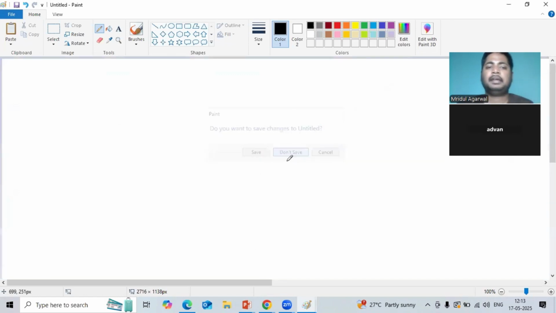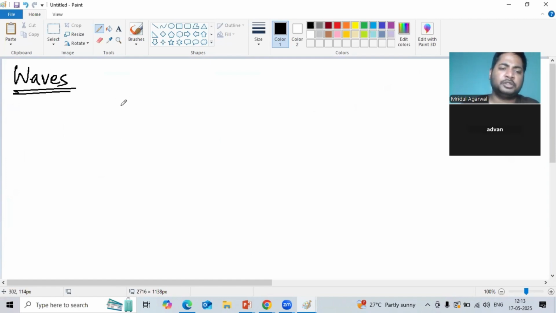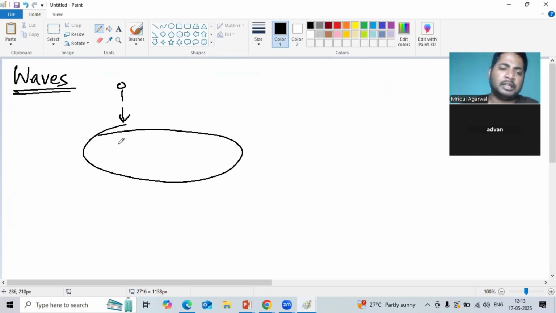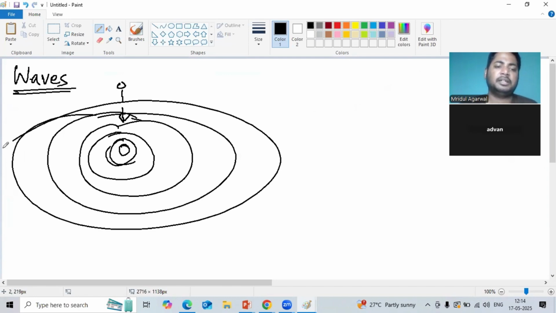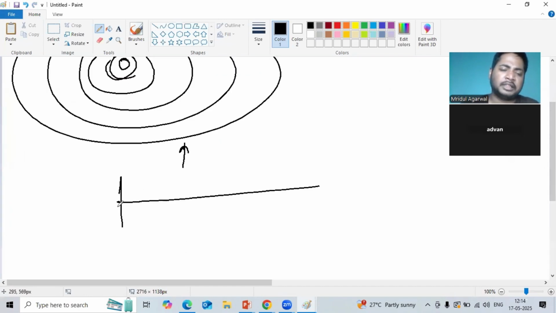Then we have the next topic, that is waves. If you talk about waves, suppose you drop a particle into a pond, what will happen? Waves will generate outward, so it will be like this. There will be some source and these waves getting generated. If you see it from the side, then you will see some wave pattern, correct? This is your wave pattern.